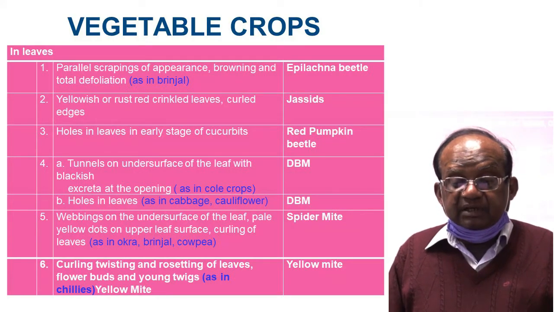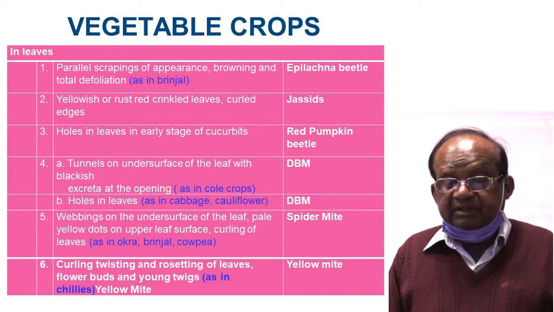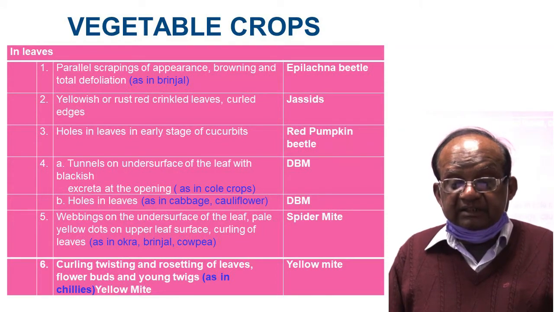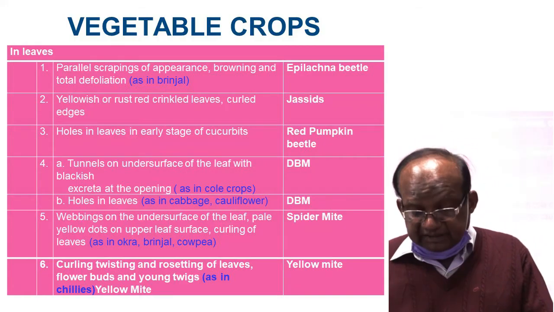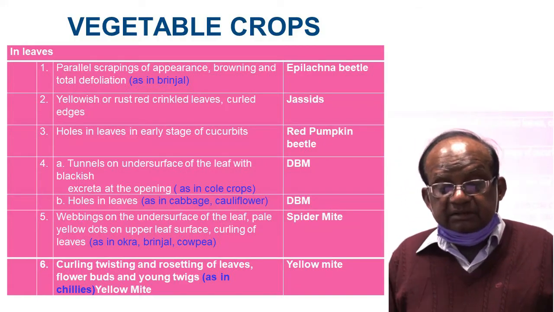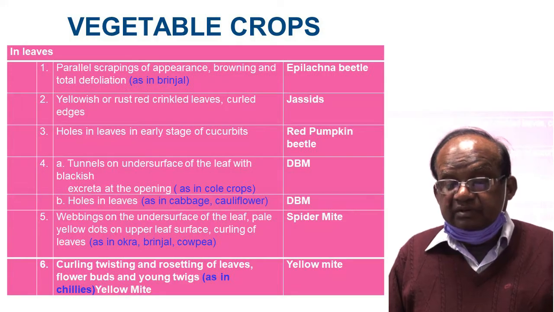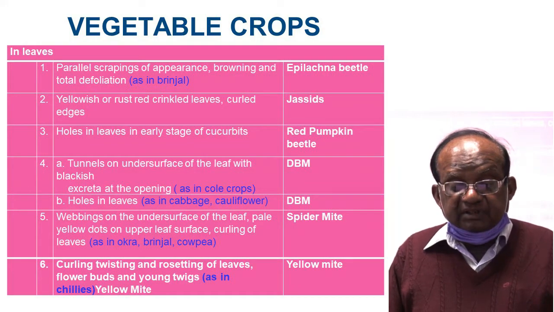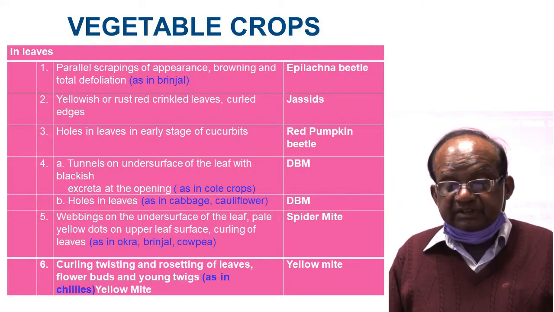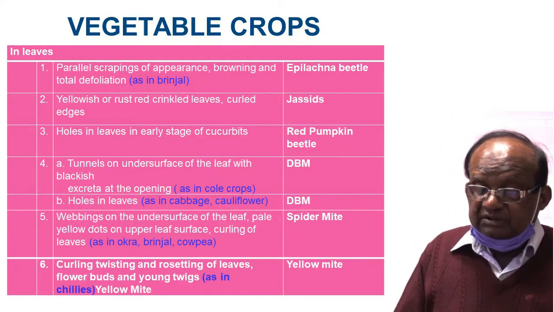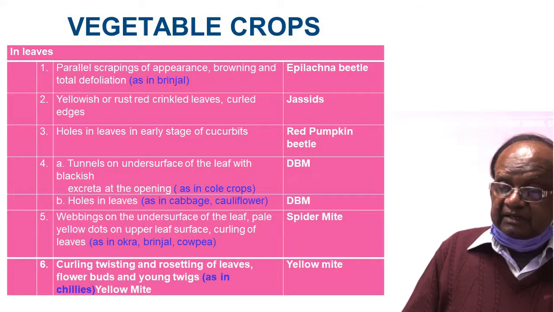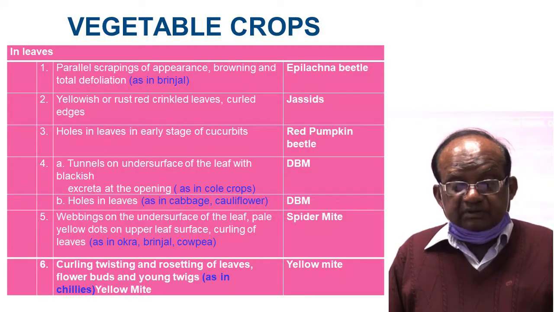And if yellowing or rust-red crinkled leaves and curled edges are found in case of brinjal and okra, then it shows the attack of leafhopper or jassids. If holes in leaves appear in early stage of cucurbit type vegetables, it shows the attack of red pumpkin beetle.